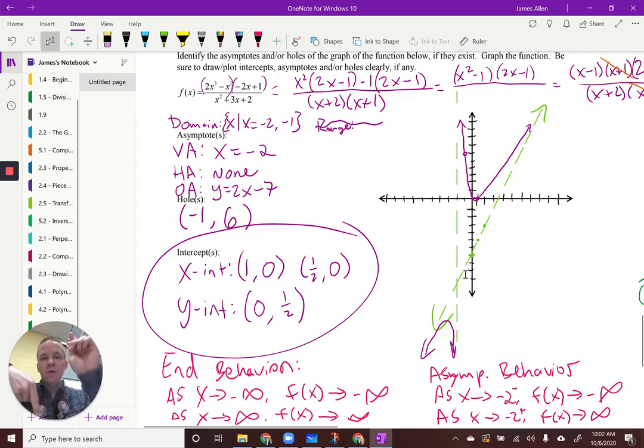And that makes sense that they're approaching different values. They're going opposite directions because our denominator was left over with x plus 2 to the first power. If it was squared, they'd be going in the same direction. But that's not the case on this one. I think that's enough information here.